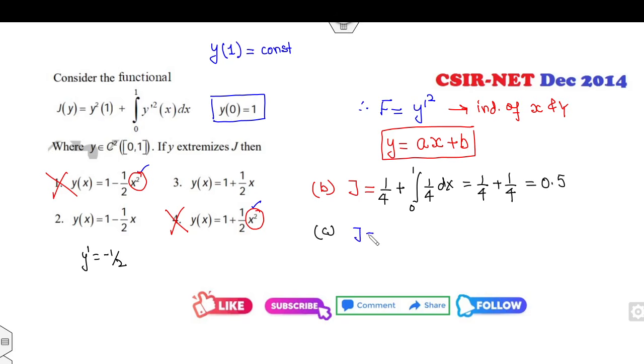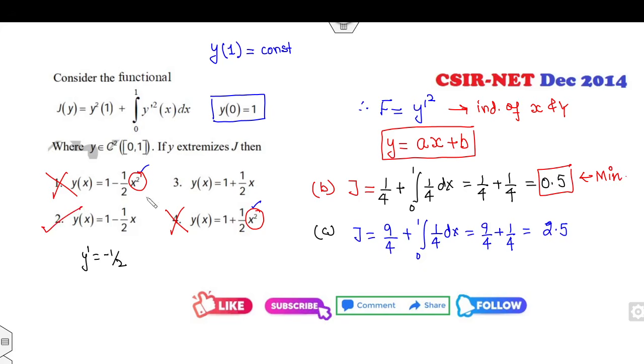Look at the third option. What is the value of y1? y1 is 3 by 2, so the square will be 9 by 4. The derivative is 1 over 2, so the square is 1 over 4. What is the answer of this? It's 9 over 4 plus 1 over 4, that's 10 over 4. Answer is 2.5. So clearly the previous term is my minimum. The right answer is B, my correct option for this problem.